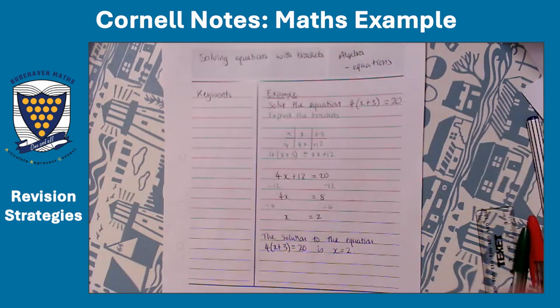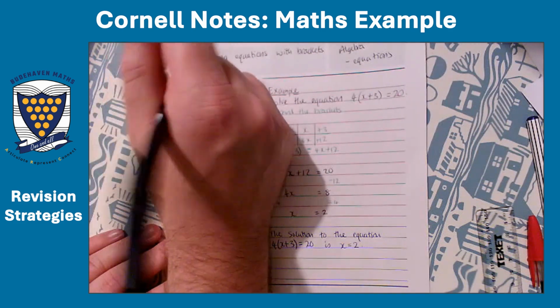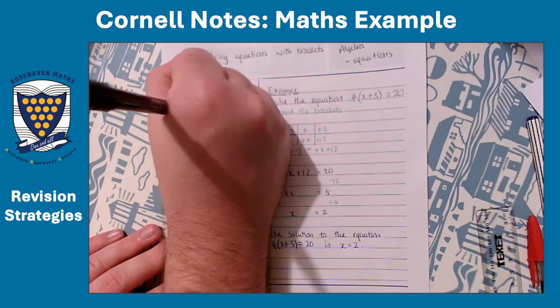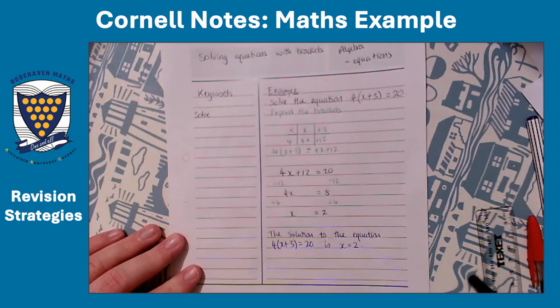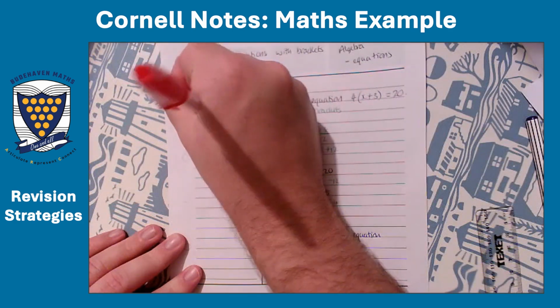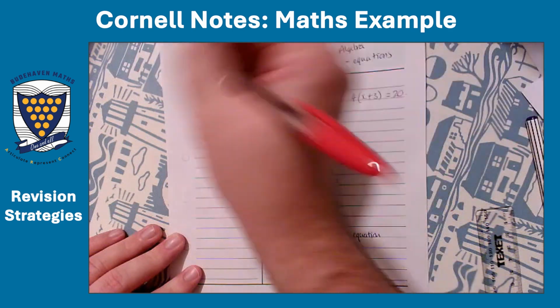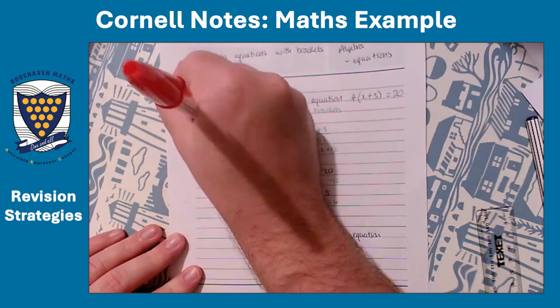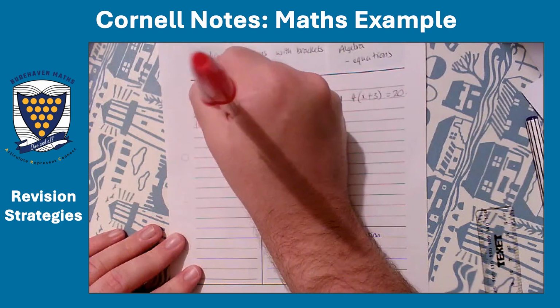Now, whilst I've gone through this example, there's been some keywords that have come up a few times. So I'm going to add these in now in this column down the side. So the first keyword I'm going to talk about is solve, which was in the question itself. I could define solve as being work out the answer to a problem.